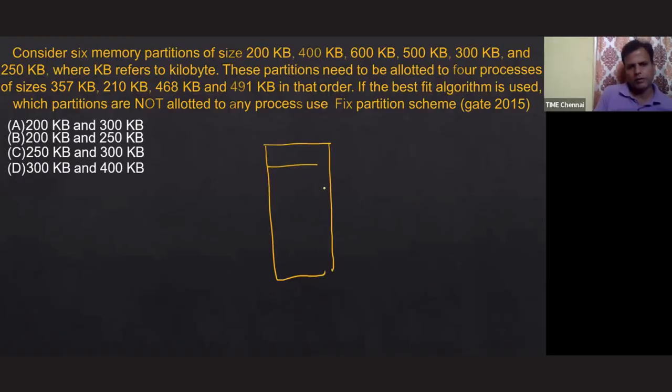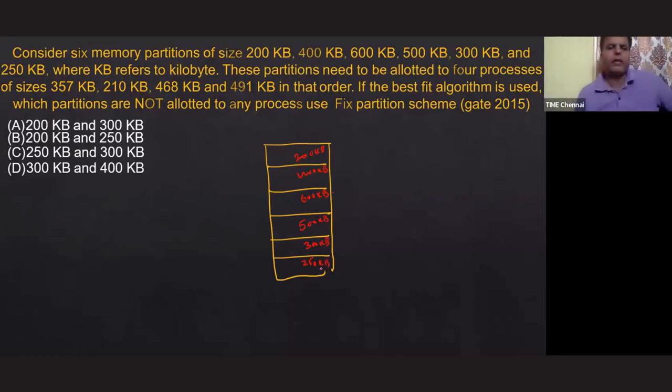Consider 6 memory partitions: 1, 2, 3, 4, 5, 6 of sizes 200 KB, 400 KB, 500 KB, and 250 KB. I'm changing my color because everything is looking yellow. Here K refers to kilobyte, and these partitions need to be allotted to four processes of sizes 350, 210, 468, 491, in that order.